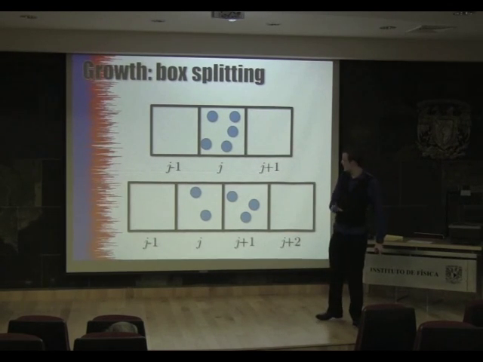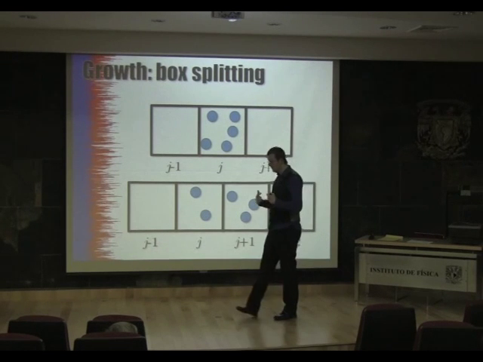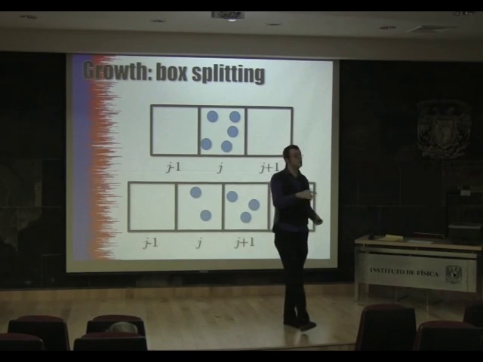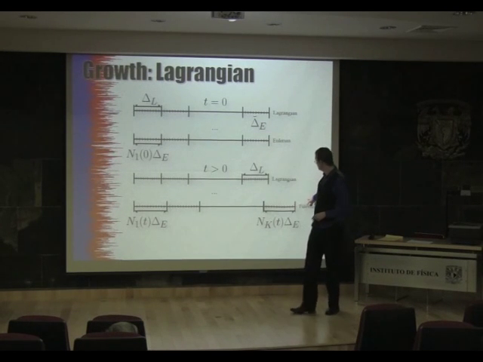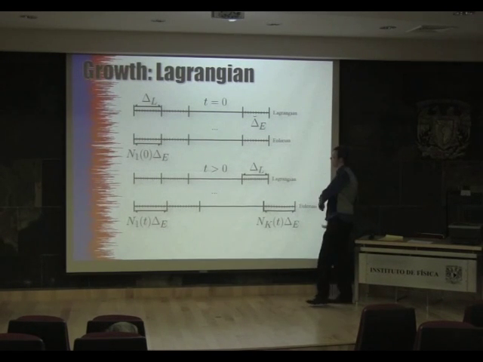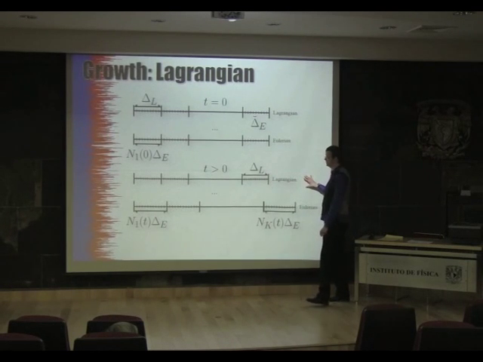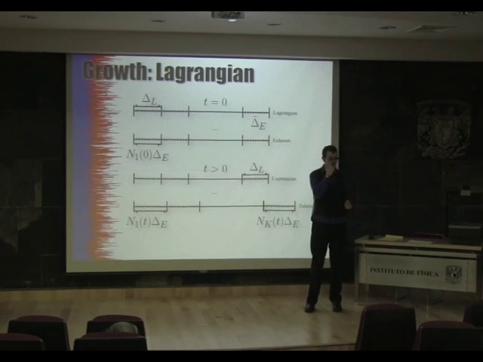What we can do instead is essentially use an analogous idea to what Edmund Crampton did. What he did was he took the growing domain, an Eulerian description, and mapped it back to give us a Lagrangian description. And that's essentially all I'm going to do.